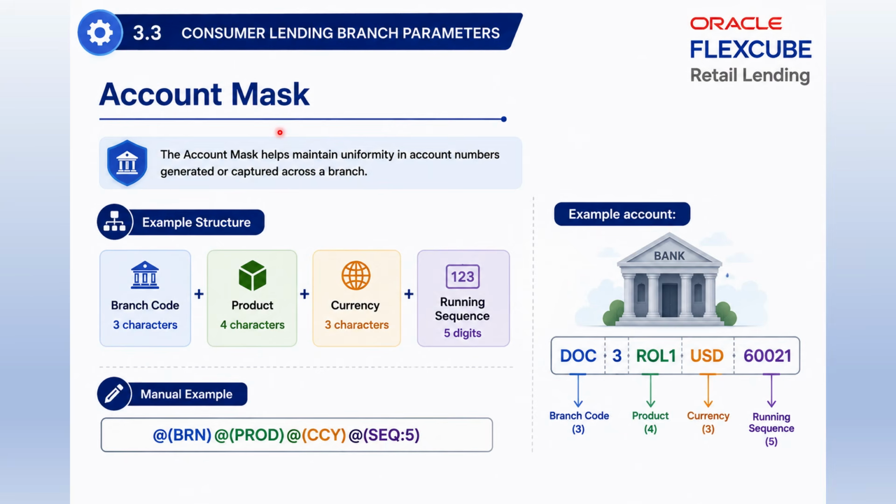The next concept is the account mask. The purpose of the account mask is to maintain uniformity in account numbers generated or captured across a branch. The manual gives an example where the account number consists of branch code 3 characters, product 4 characters, currency 3 characters, and a 5-digit running sequence number. The corresponding mask is @BRN @PROD @CCY @SEEK 5, and the manual gives this example account: DOC3 ROLLIST 60021. This is a good example of how a branch can define a consistent account number format.